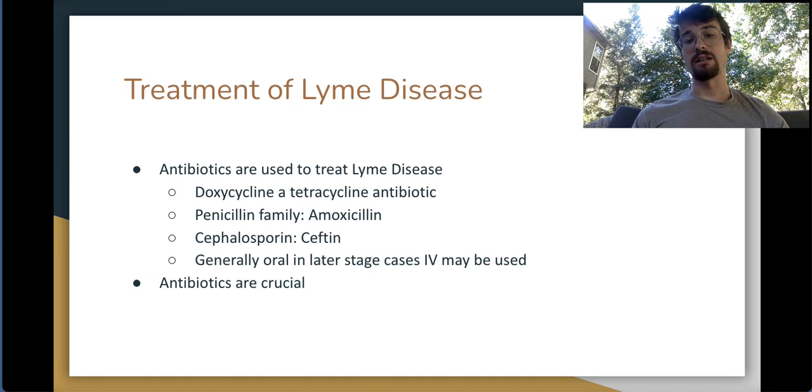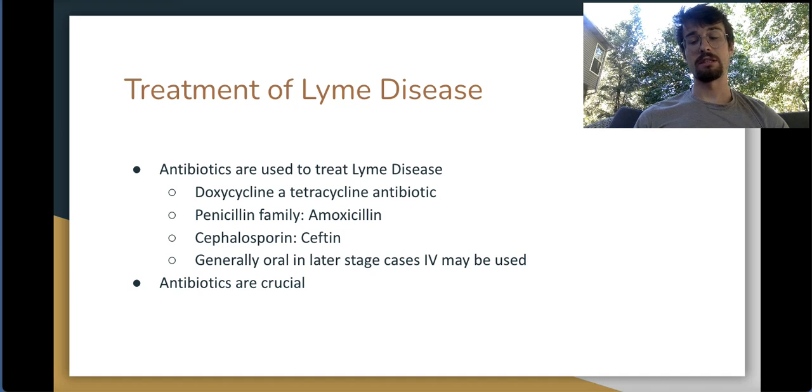Generally, oral antibiotics are used, but in later stages, intravenous antibiotics may be used. Antibiotics are crucial because, as I said earlier, as the disease progresses, the risk of developing post-treatment Lyme disease increases, and if you don't get antibiotics, the disease may not resolve on its own for a very long time.